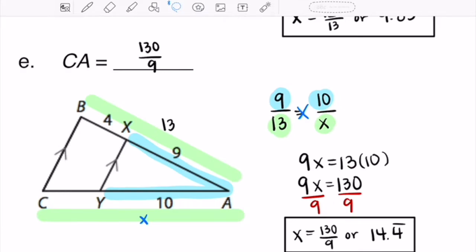And then for the last one in this section, same thing, I'm trying to solve to figure out the length of segment CA, so that's the whole bottom side of the big triangle. And so when I do this one, I'm going to do blue over green equals blue over green. Again, to get the 13, I added together the 9 and the 4. So 9 over 13 equals 10 over x. We'll multiply our cross product and then divide. And so for this one, 130 over 9 is a great way to write the answer to the question, but you could write it as a decimal as well if you preferred.